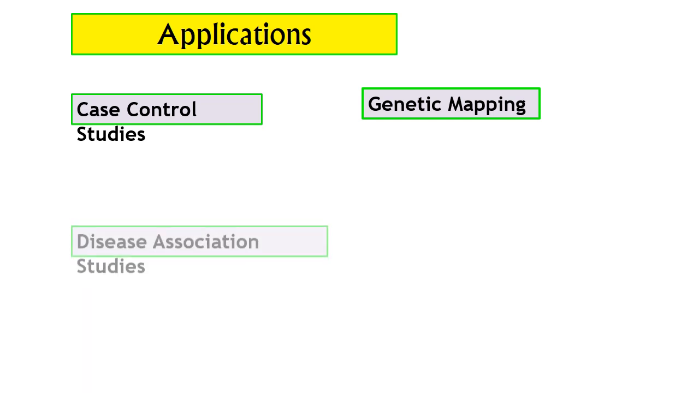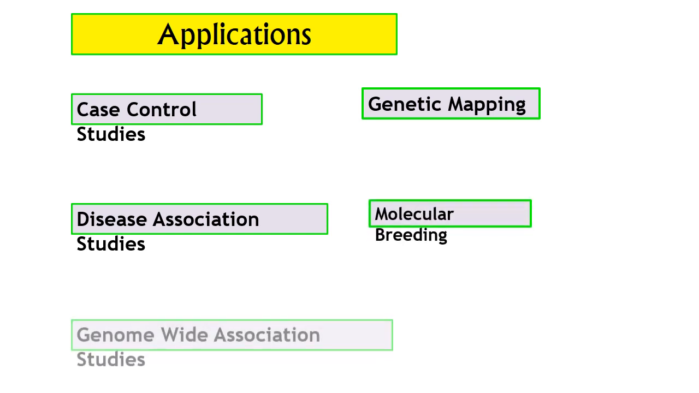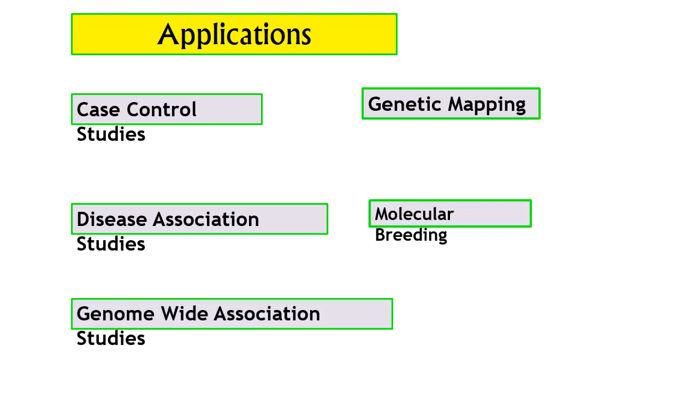Applications of T-ARMS PCR. It is used for case control studies. It is used for genetic mapping, disease association studies, molecular breeding, and genome-wide associations.